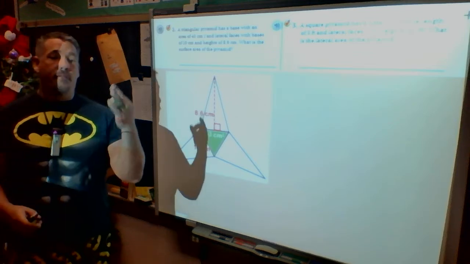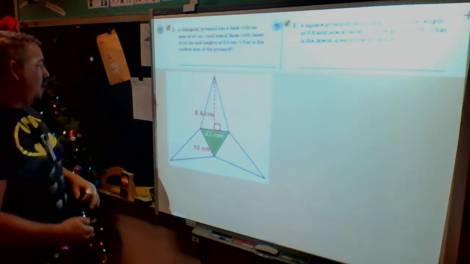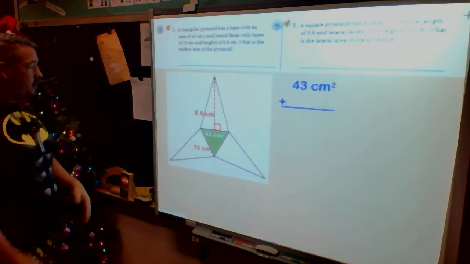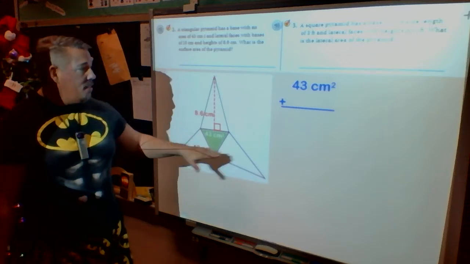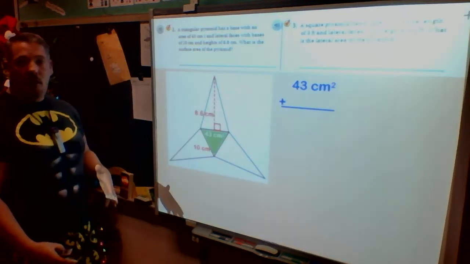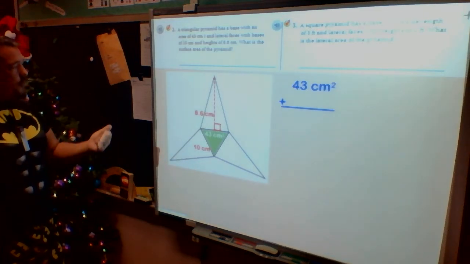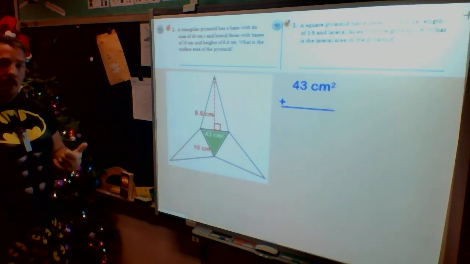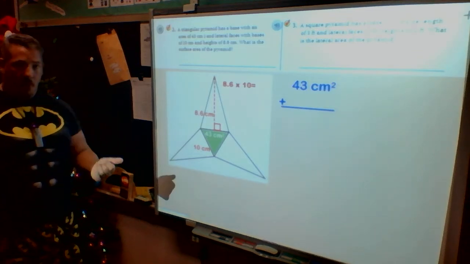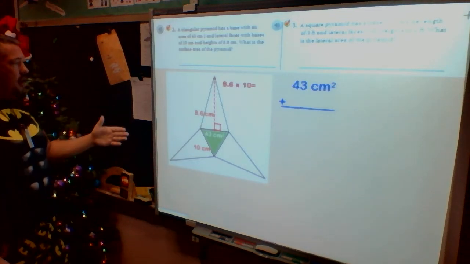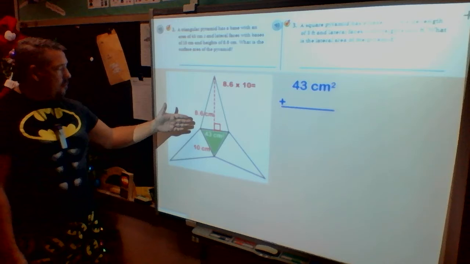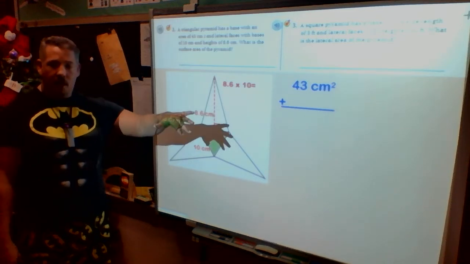Triangle pyramid tells me I have 3 lateral sides. So I know I'm going to have to multiply that by 3. So in the end, I'm going to add that base to whatever the area is for the triangles. So when I do the triangles, what formula am I going to use? So hopefully you thought I'm going to use my base times my height, and then I'm going to divide it by 2. So if I take my 8.6 times 10.